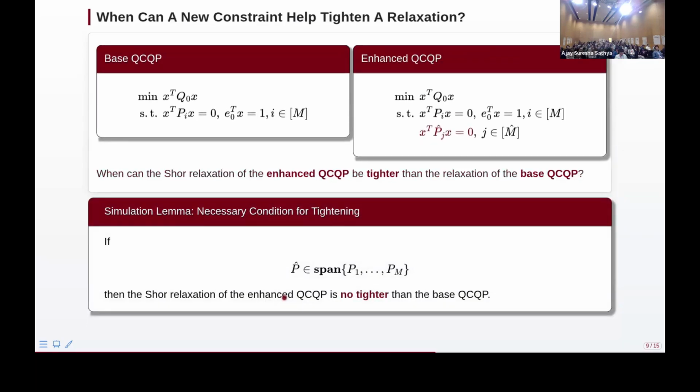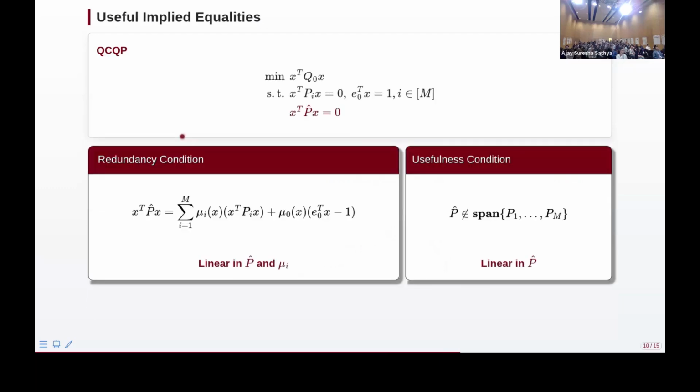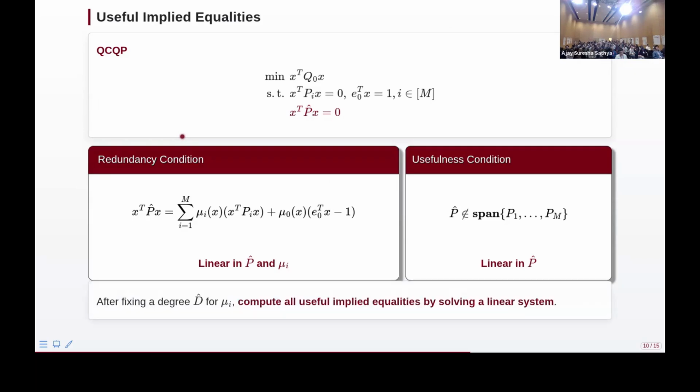So specializing this again to QCQPs, you're going to see that a new implied equality can only strengthen the semidefinite relaxation if that implied equality is not in the span of the original matrices used to define my problem. And again, the key takeaway here is that both of these conditions are linear. The set of all possible implied equalities that you can add is linear, you can parameterize them linearly. You can also parameterize the useless ones linearly. And that means that after fixing a certain degree, and this is what I meant by found cheaply, you can compute all of the useful implied equalities that you can possibly add to a QCQP by solving just one big linear system.